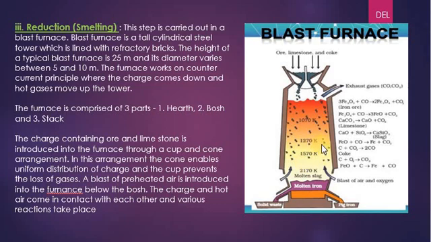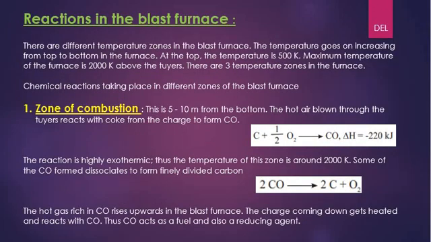The charge and hot air will come in contact with the substances which are coming down from the cup and cone arrangement. Now we will talk about the reactions in the blast furnace. There are different temperature zones in the blast furnace. The temperature goes on increasing from top to bottom. At the top, the temperature is 500 Kelvin, and the maximum temperature in the furnace is 2000 Kelvin.